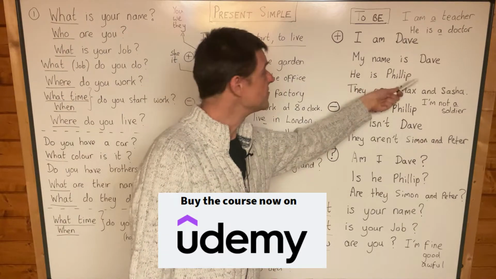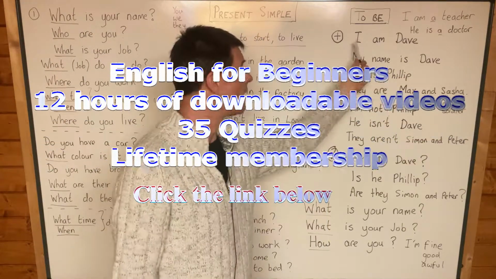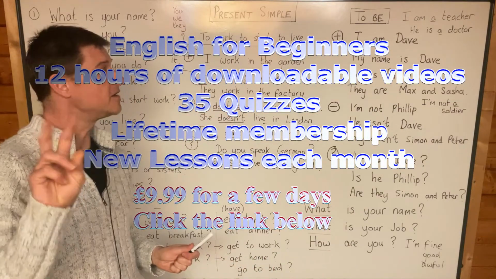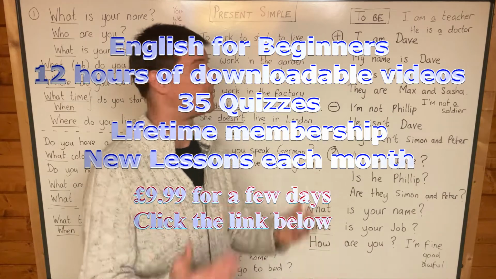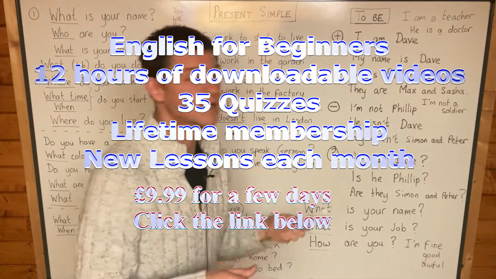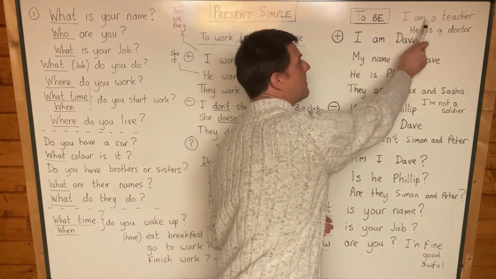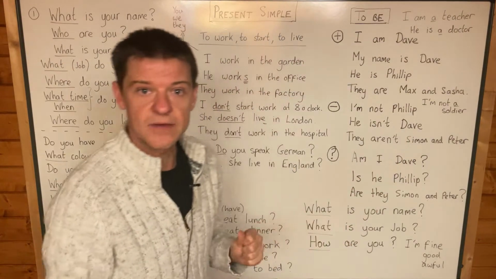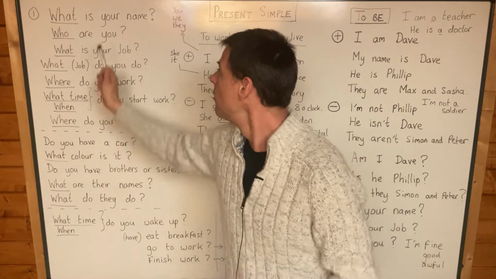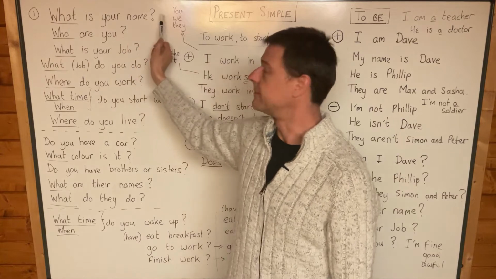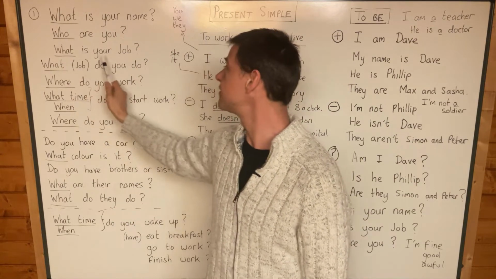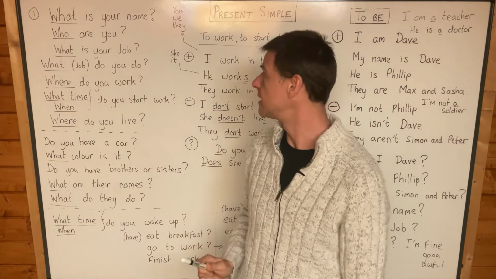My name is Dave. I am Dave. That's two different ways of saying the same thing. I am Dave. My name is Dave. Also, I am a teacher. So, what is your name? And what is your job? Okay?